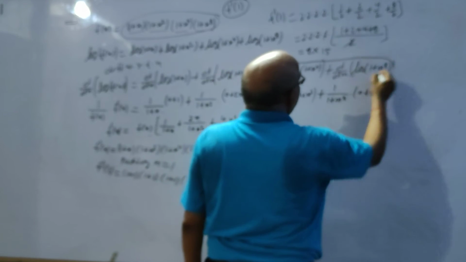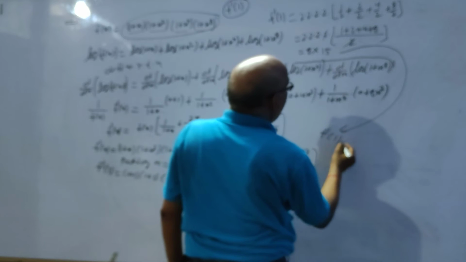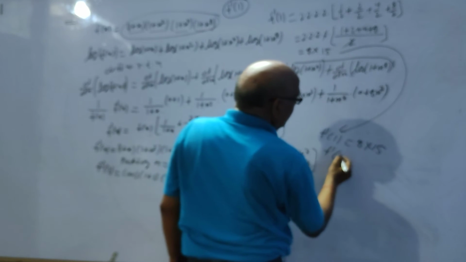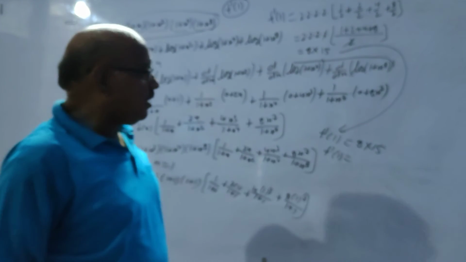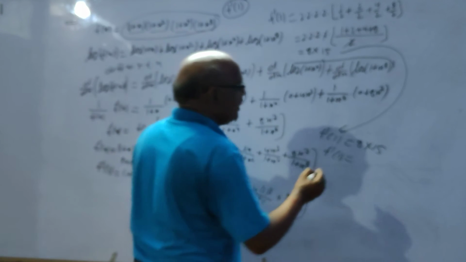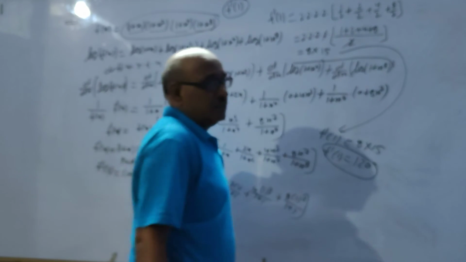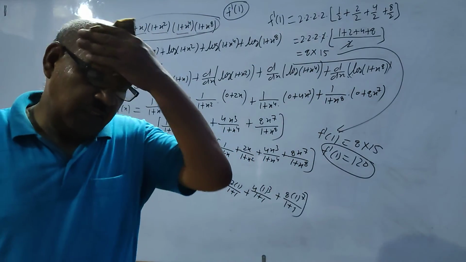और जब मल्टीप्लाई करेंगे यहाँ से रिजल्ट निकल करके आएगा f dash 1 is equal to 8 into 15, and therefore f dash 1 is equal to 15 into 8, that is 120. And this is the required result.